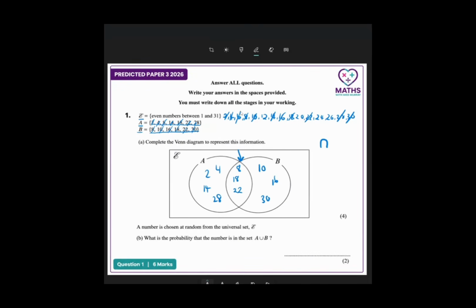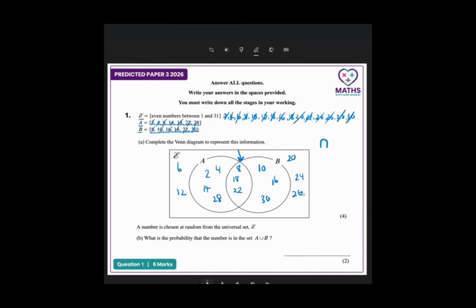So I've got 6. They can go anywhere, it doesn't really matter where you put them as long as they're there. 12, 20, 24 and 26. Okay, so the last thing I would definitely do, as I said, you can make mistakes easily in the exam, is just double check and count how many numbers you've got. So I've got 1, 2, 3, 4, 5, 6, 7, 8, 9, 10, 11, 12, 13, 14, 15. There are 15 even numbers if you count there between 1 and 31.